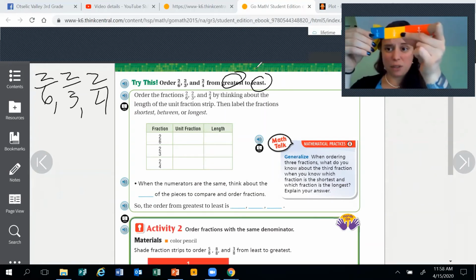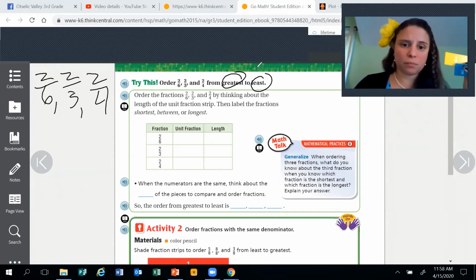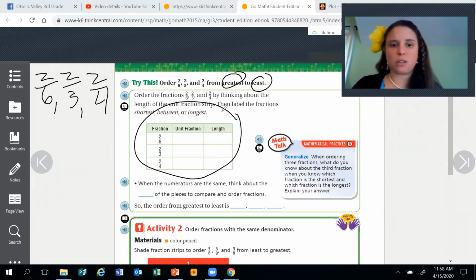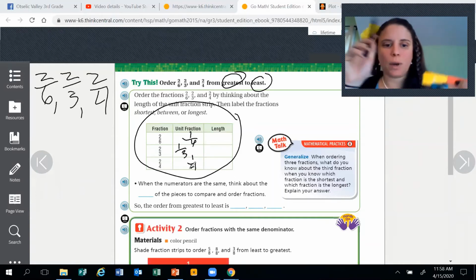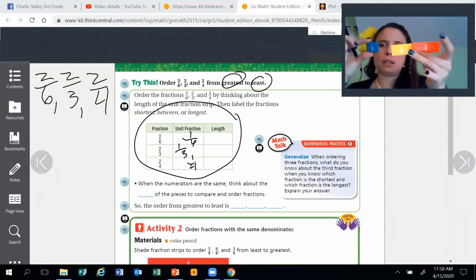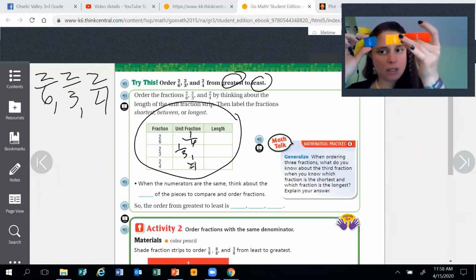So we already grabbed our unit fractions, and you see how we got a little graph here. We can put our unit fractions into the graph. So the unit fraction of 2/6 is 1/6. The unit fraction of 2/3 is 1/3, and the unit fraction of 2/4 is 1/4. Okay. We're going to go into the box and we're looking at each of these and we're going to decide which one is greatest, least, and which one is in the middle.